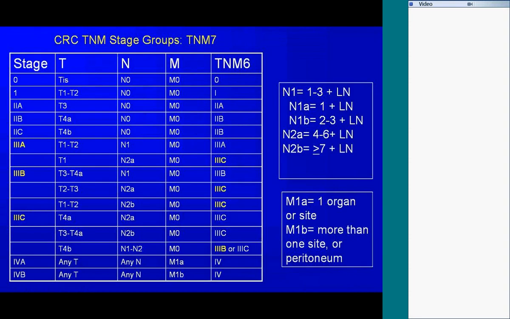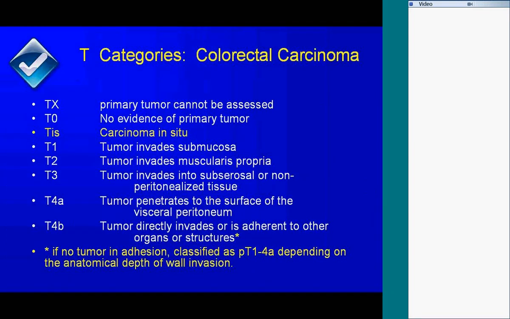The new staging system is much more complicated in the stage groupings, and I don't want to go through them in any detail because that's not really our job. Our job is to determine the T, N, and M categories as best we can from the specimen and report other prognostic features. The T category elements that give people some problems are the carcinoma in situ category, because we don't usually use that terminology in GI carcinomas, and we'll talk a little bit about that.